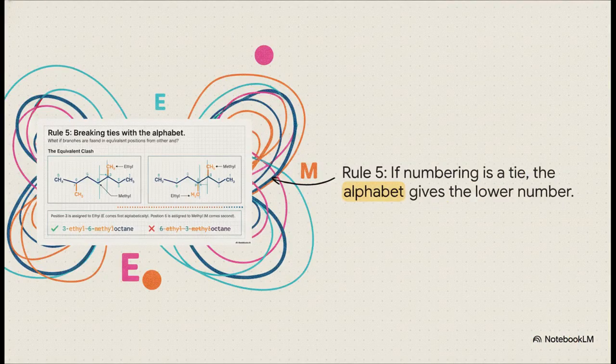And here's our second big tiebreaker. What if the numbering gives you an identical result from both ends? For instance, maybe the first branch is on carbon 3 no matter which way you count. In that case, the alphabet breaks the tie. You give the lower number to the branch that comes first alphabetically. So here, ethyl comes before methyl. That means ethyl gets position 3 and methyl gets position 6. The correct name is 3-ethyl 6-methyl octane.